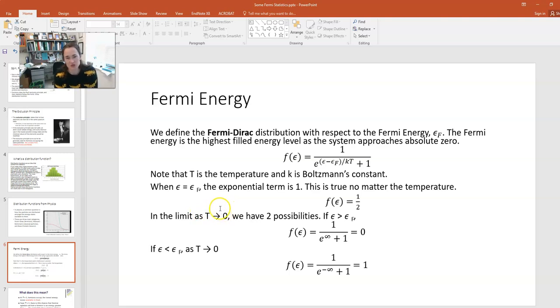Now, what happens as you take T to 0? You shrink that temperature down towards 0. Well, we've got two possibilities. First of all, if you're looking at a particle whose energy is greater than the Fermi energy, then you've got 1 over e to the something divided by 0. Basically, the term in your exponential goes to infinity. So you have 1 over e to the infinity plus 1, which goes to 1 over infinity, which is 0. So if your particle's energy is greater than the Fermi energy, as T approaches 0, your Fermi-Dirac distribution function equals 0. What does that mean? Well, this is how the energies of the particles are distributed. That's what the distribution function describes.